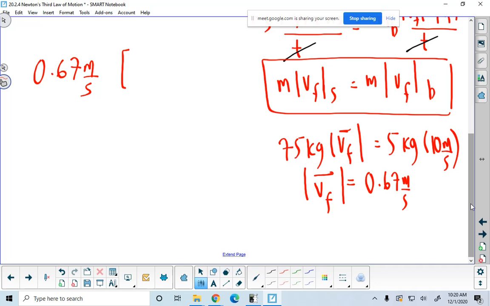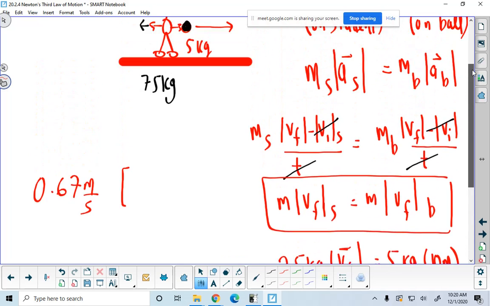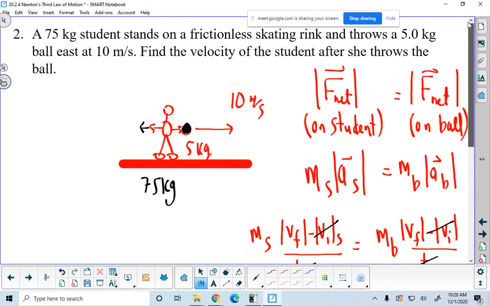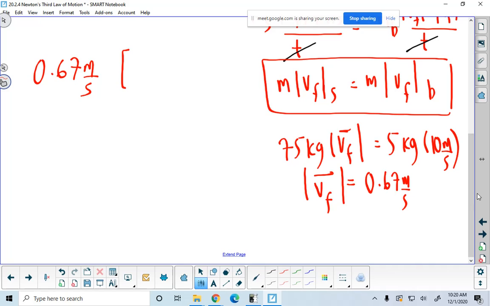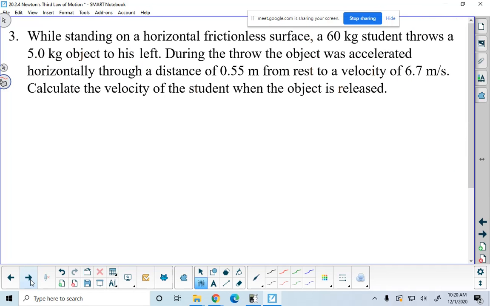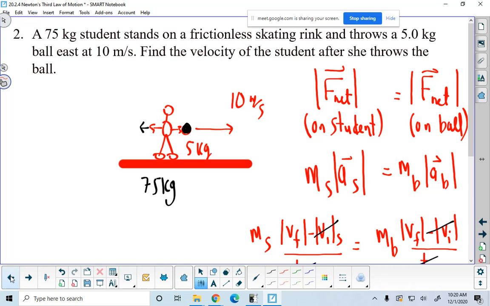Now, what's the direction? Well, the ball was thrown to the east, which means the student will move initially with that speed west. Before we move on to what I believe is one of the most difficult concepts, well, actually there's 2 more. Before we move on, any questions with that example?